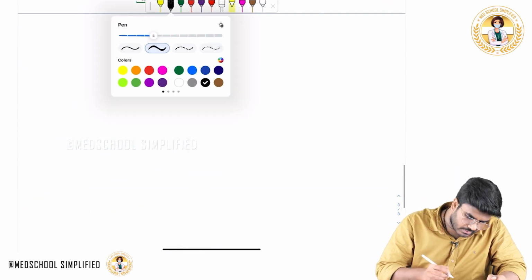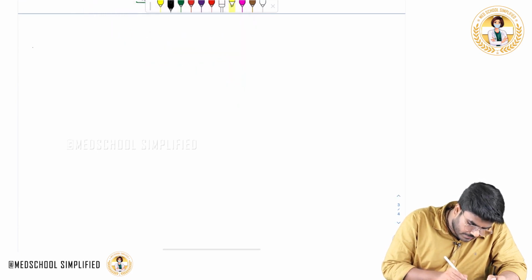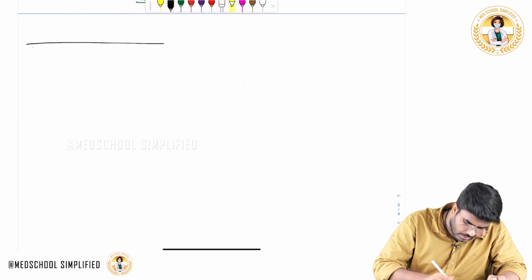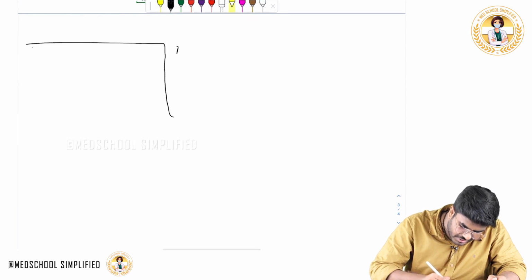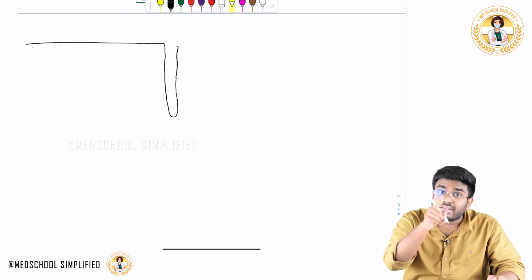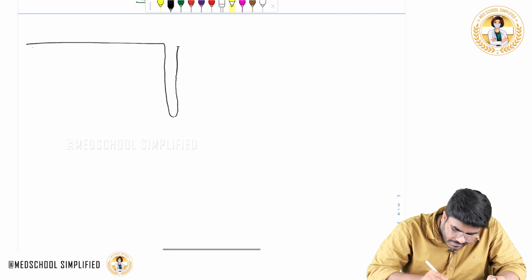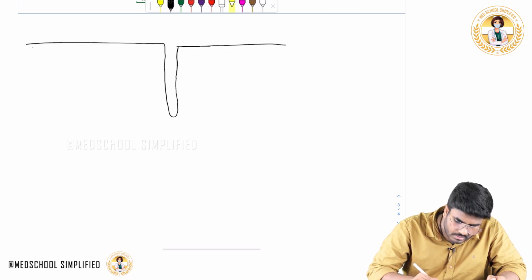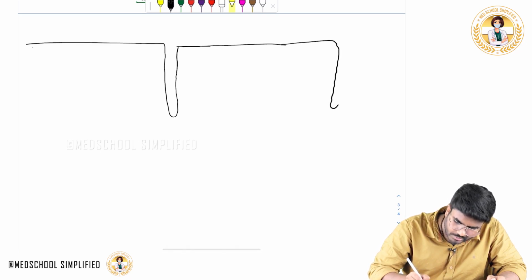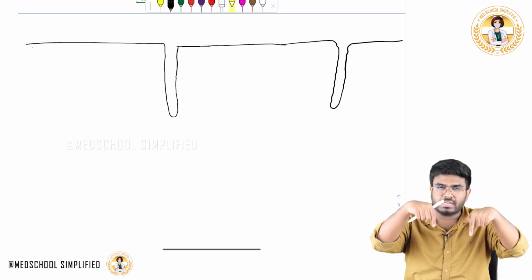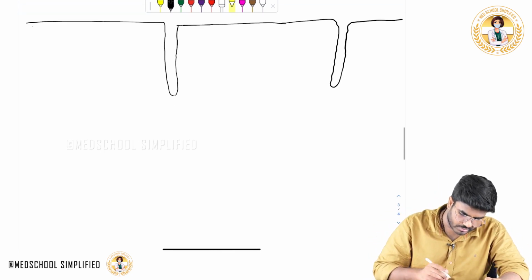Now again, look here. Here I am talking about the sarcolemma. What is this invagination of the sarcolemma into the cell? This invagination is nothing but the T-tubule. Now look, again one more T-tubule. T for transverse. Transversely they are coming into the cell. T-tubules.